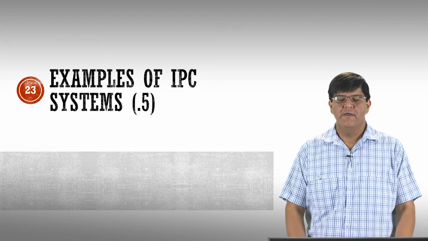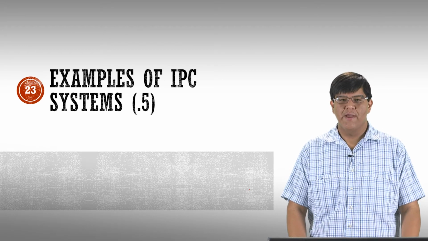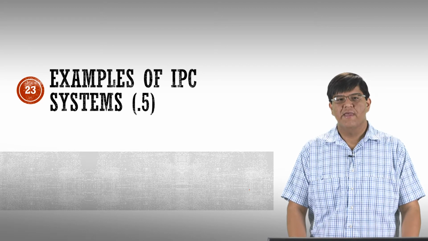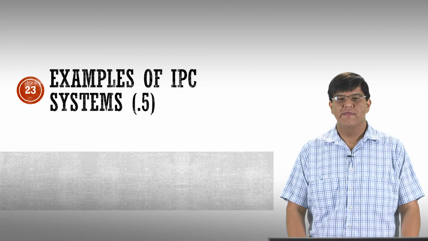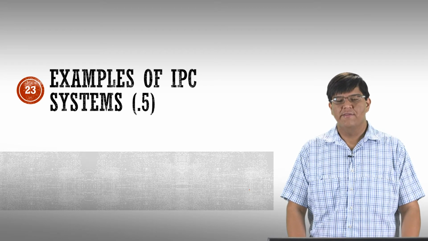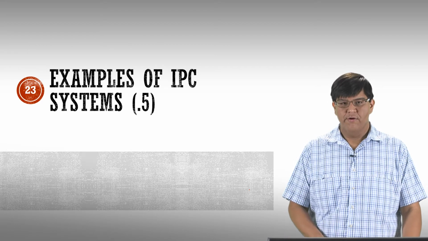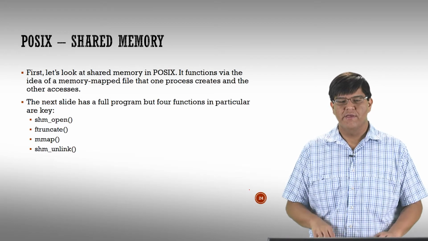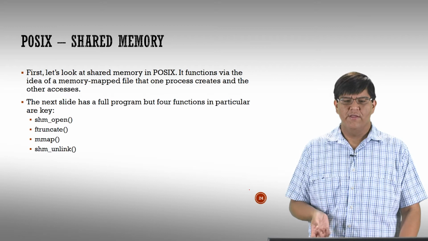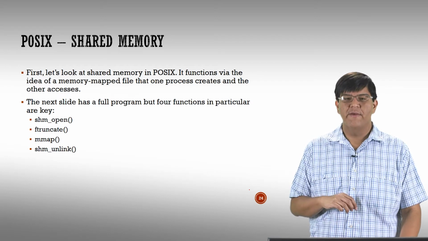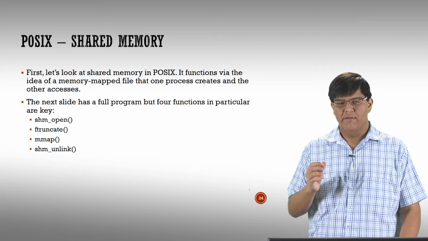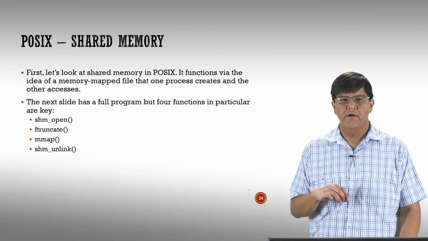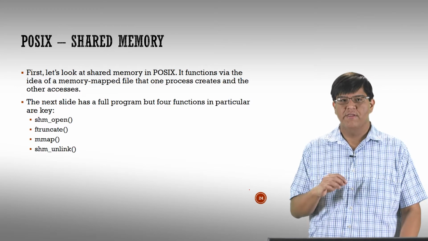Now that we have a better idea of what shared memory and message passing are, we're going to give some specific examples of how IPC is implemented inside of Linux. The first thing I want to talk about is POSIX. This section also talks about message passing in another operating system, but we're not going to go into much detail. What I want to talk about here is the shared memory system under Linux.